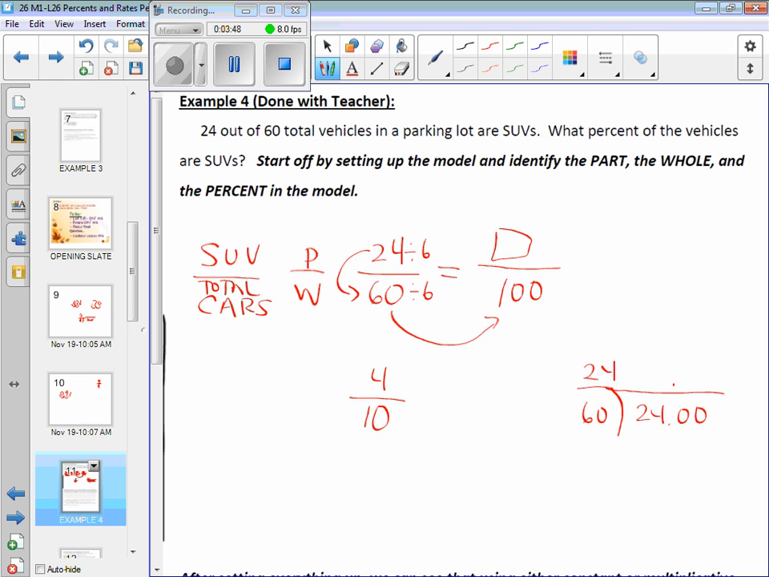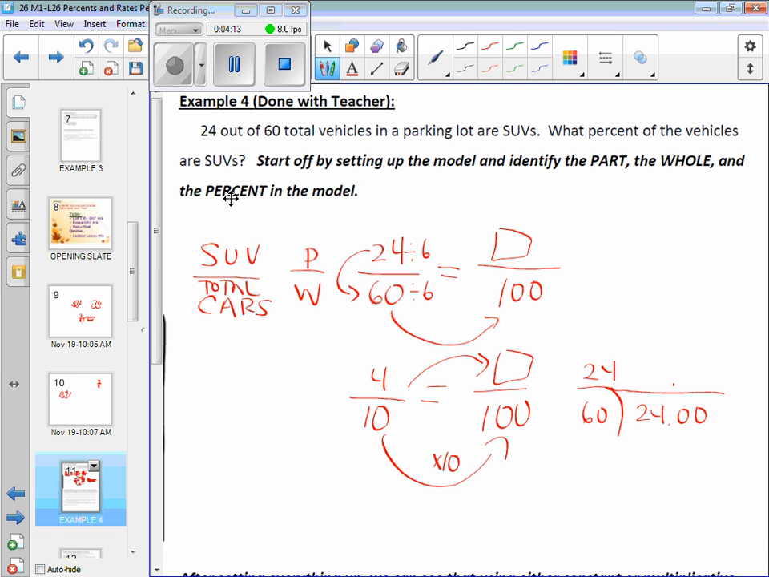What makes that very advantageous to him and to you is now we can take this second percent ratio and now we can make a connection. 10 times what is 100, everybody? 10. Whatever you do to the bottom, you've got to do to the top. 4 times 10, 40% is your answer.